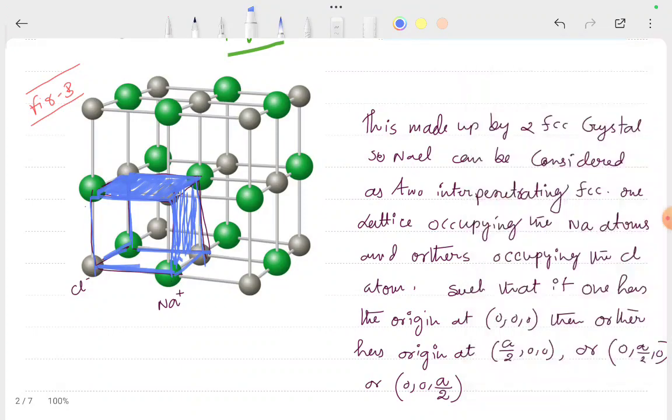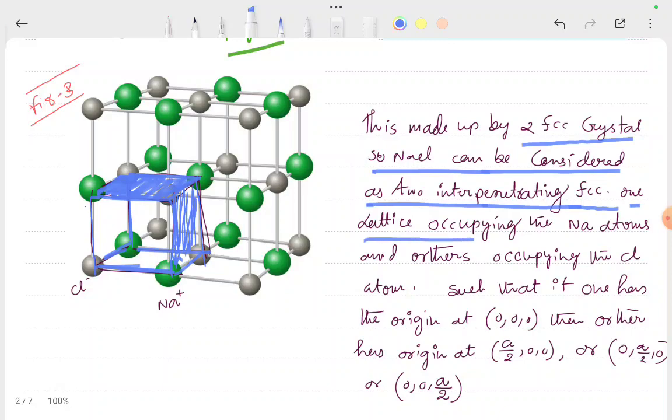This model is made up of two FCC crystals. So NaCl can be considered as two interpenetrating FCC structures. What is the concept? NaCl structure is made up of two FCC crystals. I mean, NaCl can be considered as two interpenetrating FCC lattices, and one lattice occupies the Na atoms and the other occupies the Cl atoms. One FCC structure is made up of only Na plus ions, and one FCC structure is made up of Cl atoms.